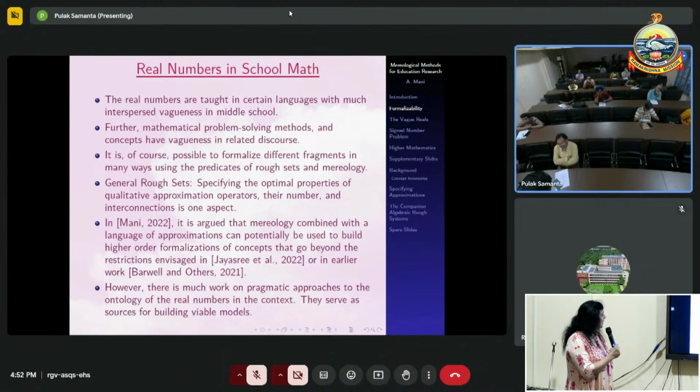This is an assertion, this is a 2022 paper of mine where I argue that mereology combined with a language of approximations can potentially be used to build higher order formalizations of concepts that go beyond the restrictions seen in that paper and in earlier work. So that is a paper which was written by Ramakrishna and others. However, there is much work on pragmatic approaches to the ontology of real numbers in the context.